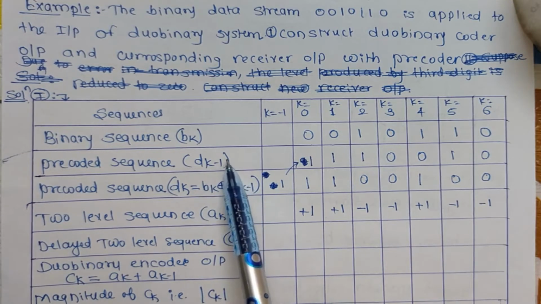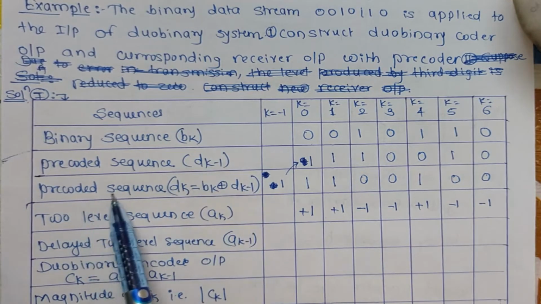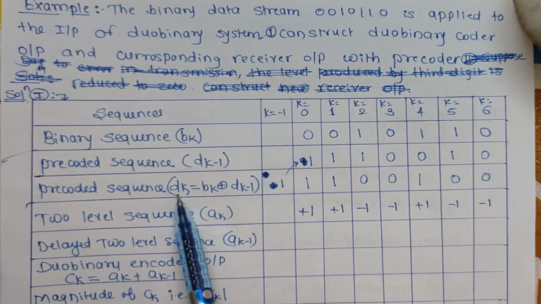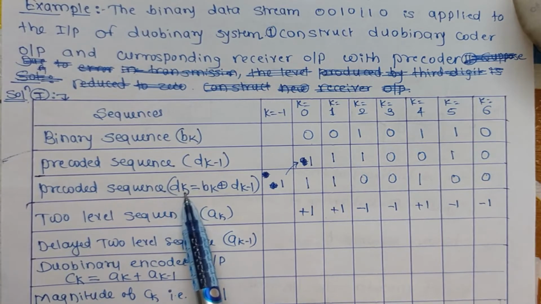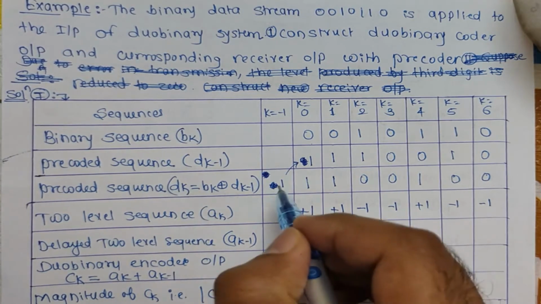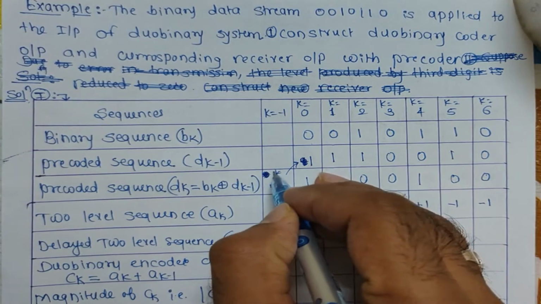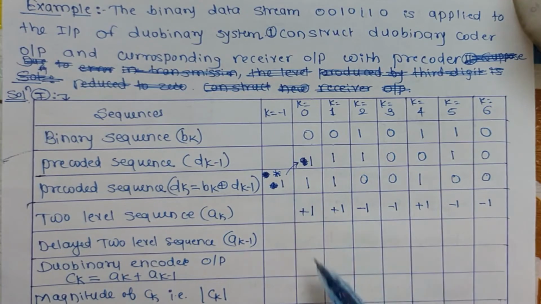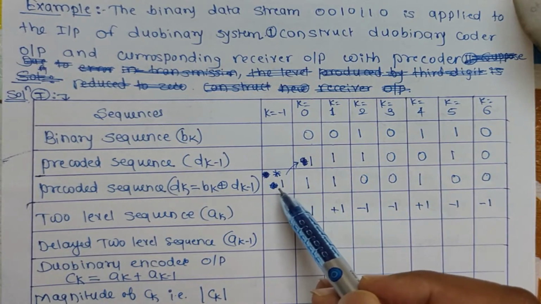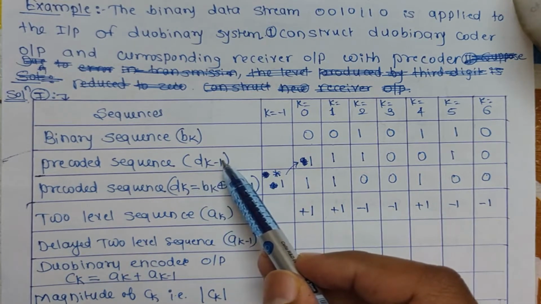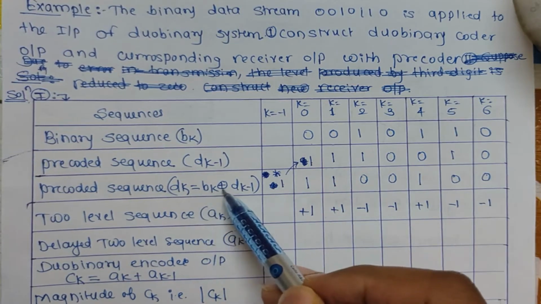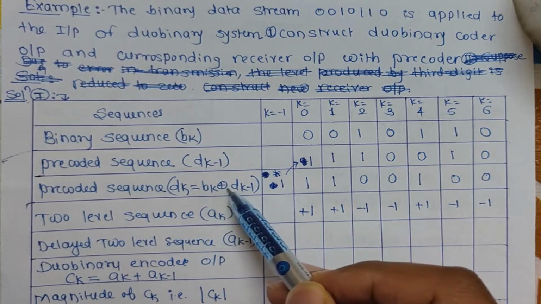Before writing the value of d_(k-1), first I can write the precoded sequence d_k. d_k is the output of the XOR gate, and initially we have to consider this value as either 1 or 0. I have considered it as 1, so I mark it with a star. You may consider 0 as well, and we will get the same answer afterwards. Now this is the delayed version d_(k-1), so this one will be shifted here. d_k is b_k XOR d_(k-1).